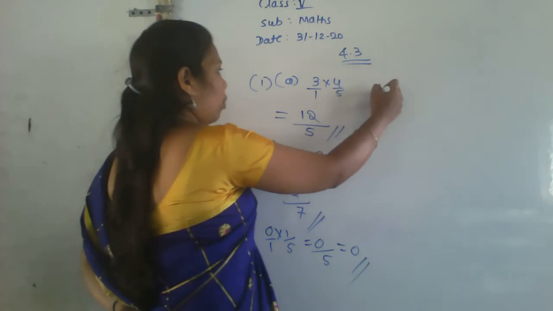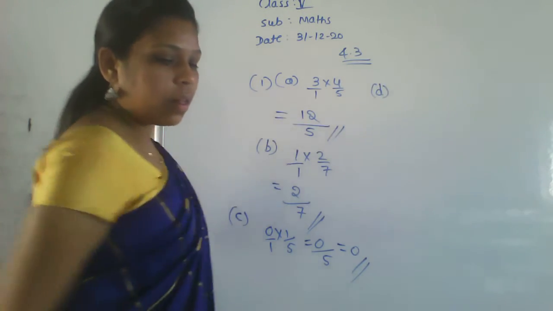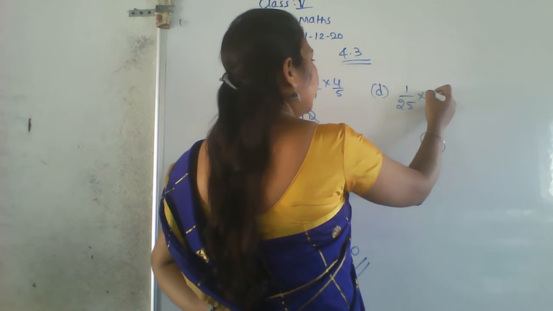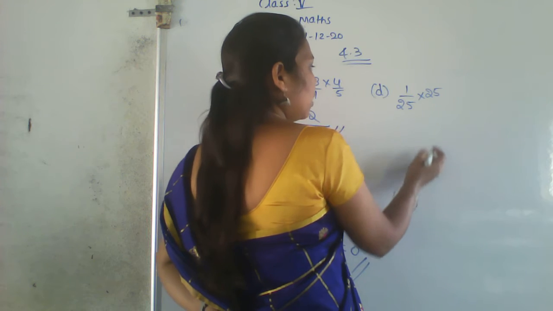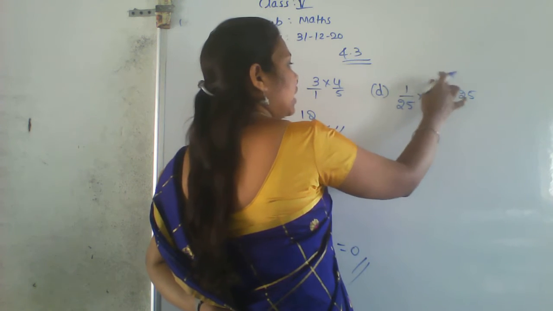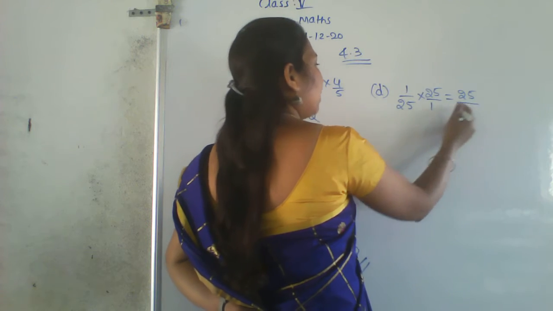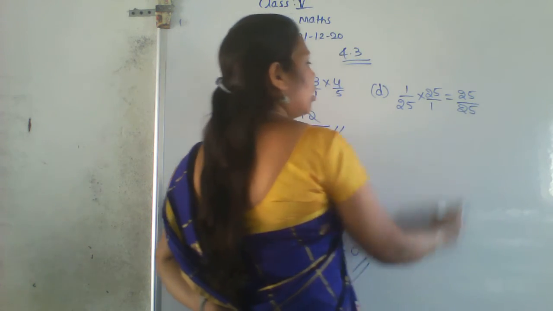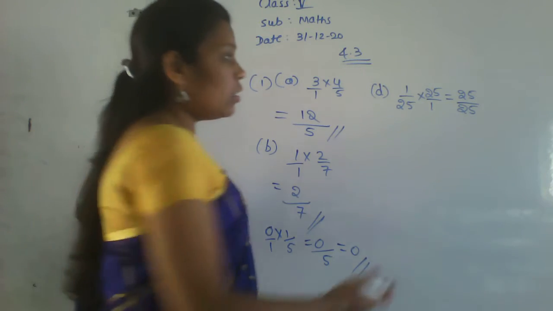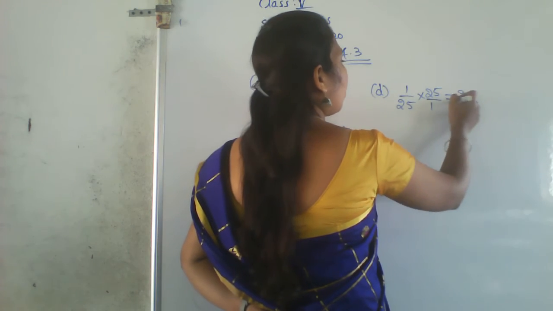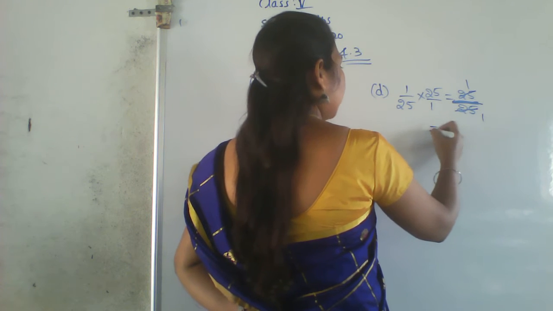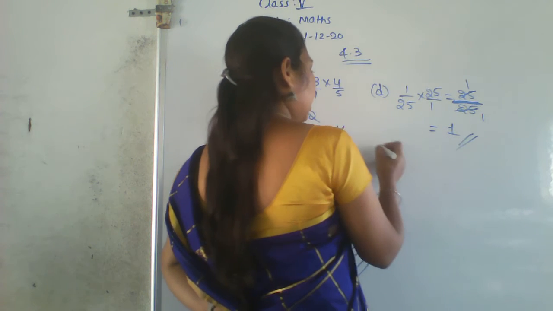Go for the D problem. What is the D one they gave here? 1 by 25 into 25. Okay. So here 1 is there. Now multiply the numerator: 1 twenty-fives are 25. 25 ones are 25. Both have 25 and 25, we can divide, right? So this is a division only. What is the answer? 1. 1 is the answer.